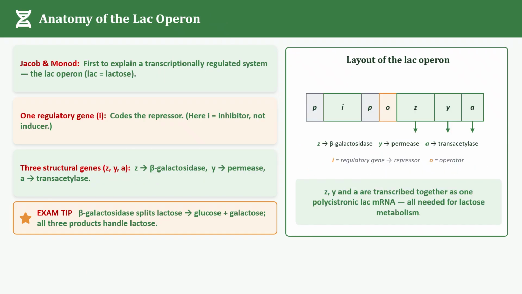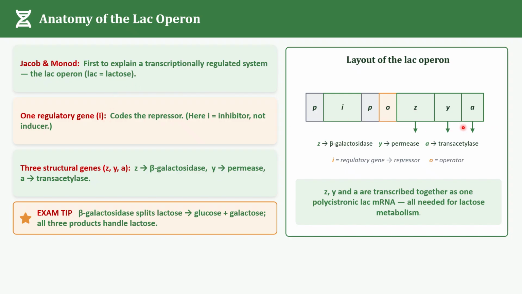Anatomy of the Lac operon. The Lac operon is an example of a regulated system in bacteria, right? The Lac operon was explained by Francois Jacob and the biochemist Jacques Monod. Here Lac refers to lactose. The Lac operon contains one regulatory gene and three structural genes.